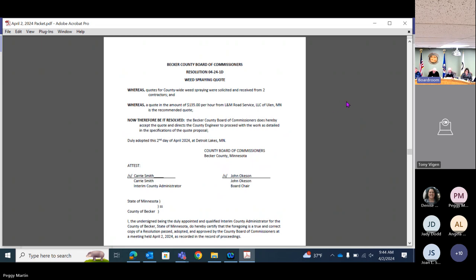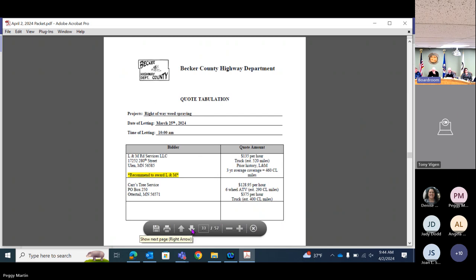We went through the comparison with the second bidder. As you can see, they had two different methods of spraying, and we just had to figure out fairness, if they could do the whole county with a six-wheel ATV, which they can't. We need trucks and a bigger sprayer to spray out from the roadway. So we're recommending award to L&M.